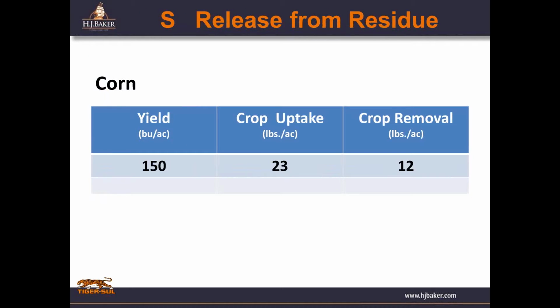In a similar situation with corn, for example, many of you are growing corn and soybeans in rotation. For example, for 150 bushel corn, you need about 23 pounds that's taken up by the crop, and about 12 pounds of sulfate that's actually removed. So here again, corn residue does not break down as fast as the soybean residue. So here again, that differential is not predictable as to being available for the next crop.